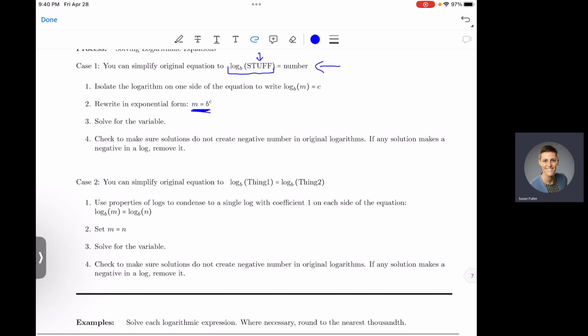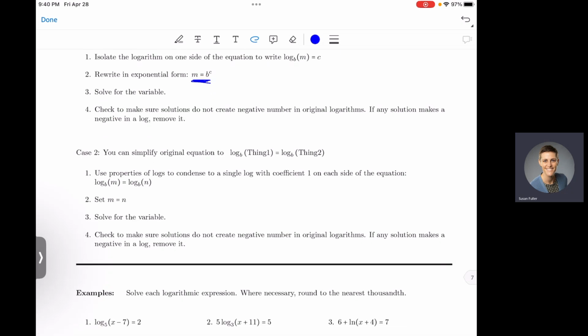And if we can't do that, then the other situation is that you will be able to simplify your original equation to get a single log on either side of the equation. So you'll have log base b of thing 1 equaling log base b of thing 2. If you can simplify to that form, that's the first thing you're going to want to do. Get each log completely by itself on both sides of the equation.